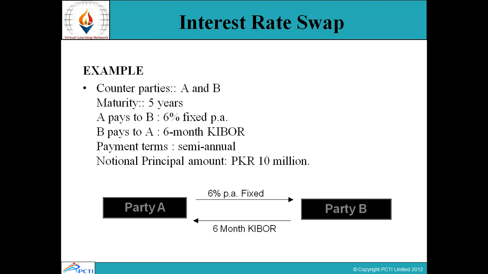counterparties A and B, maturity 5 years. A pays to B 6% fixed per annum. B pays to A 6 month KIBOR. Payment term semi-annual. Notional principal amount PKR 10 million. So party A pays at the rate of 6% fixed to party B, and party B pays 6 month KIBOR.